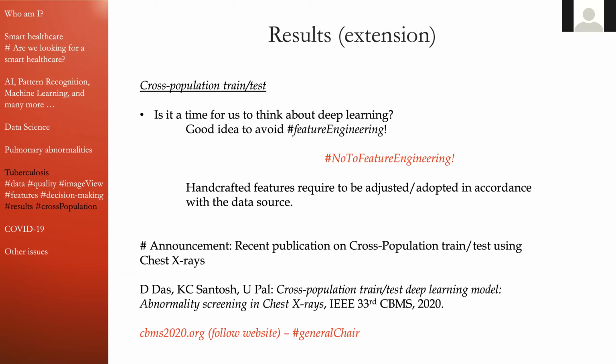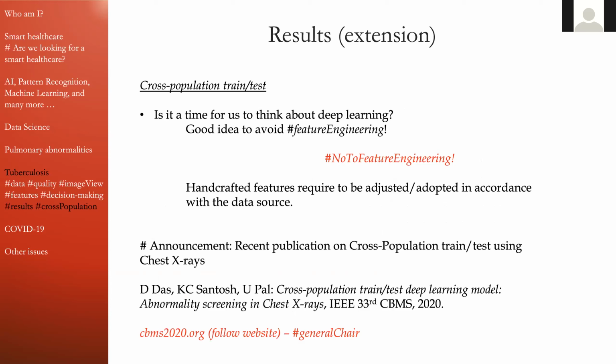When we start thinking about a cross-population train-test model, it is possible that we have to say no to feature engineering, because if you apply features based on Montgomery County data in the US, it is not going to work entirely because machines are different, like I said, and demographics change and everything. So, no to feature engineering.